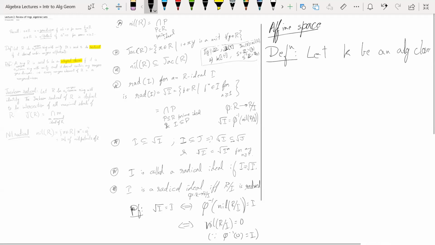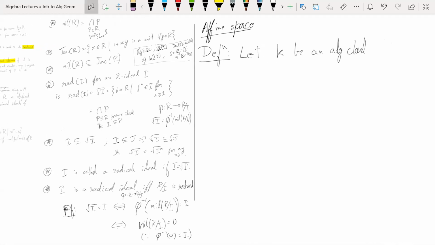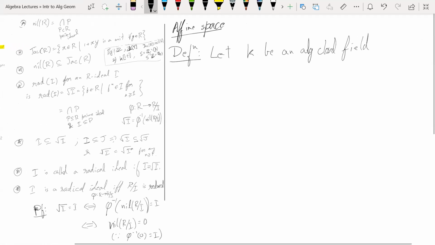So many of the definitions don't really need the field to be algebraically closed, but some of the results we want to prove will need it. And anyway, when people talk about varieties, they invariably assume, at least these days, that the base field is algebraically closed. So let K be an algebraically closed field.